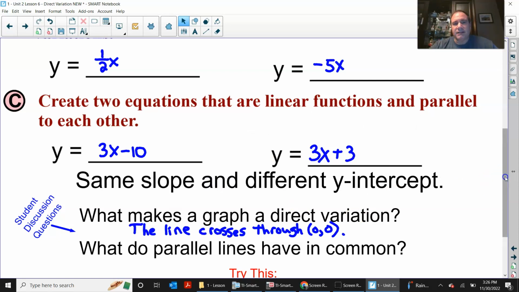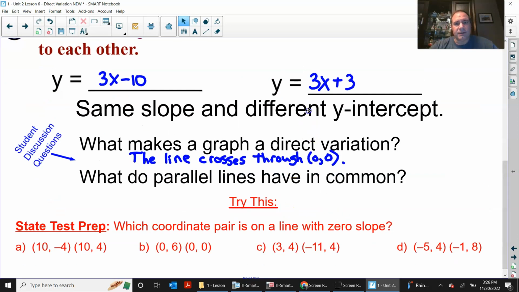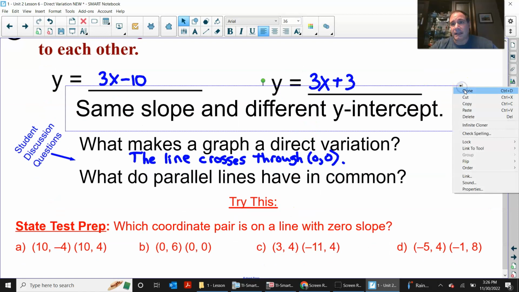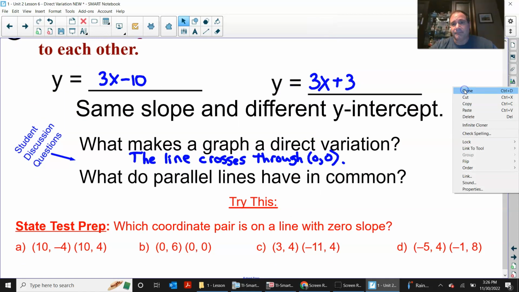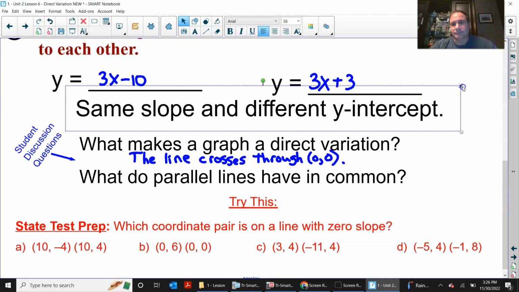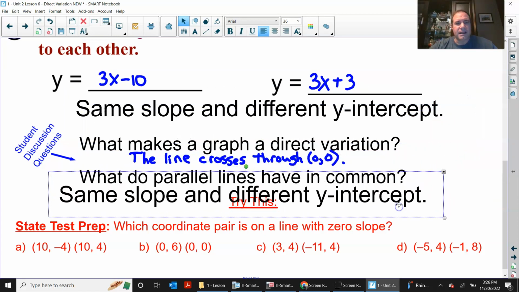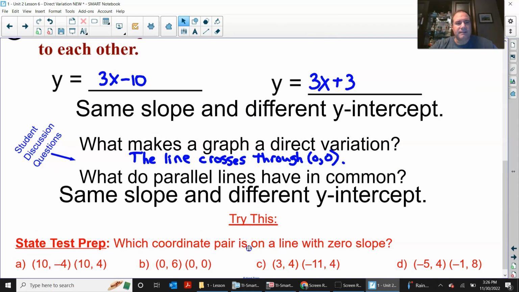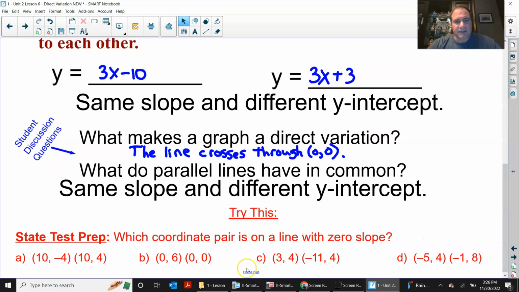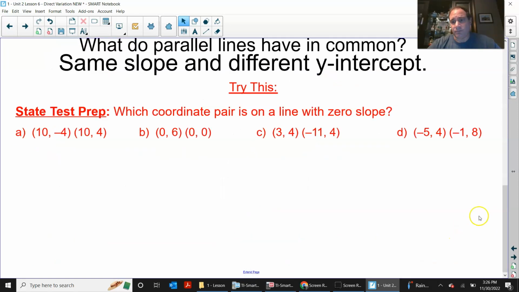What do parallel lines have in common? We could just go ahead and clone this, if I can. What do parallel lines have in common? Yep, same slope, different y-intercept. All right, what they have in common is the same slope.